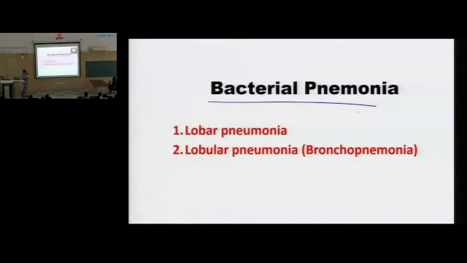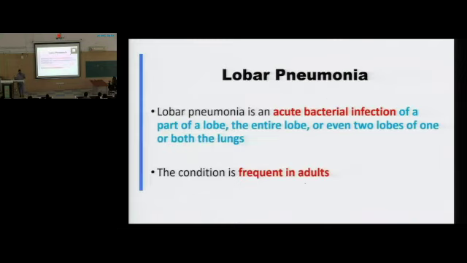So as I told you, we will now see bacterial pneumonia. It can be either lobar pneumonia or lobular. So what is lobar pneumonia? Lobar pneumonia is an acute bacterial infection of a part of a lobe, or the entire lobe, or even two lobes of one or both lungs. Remember the definition.